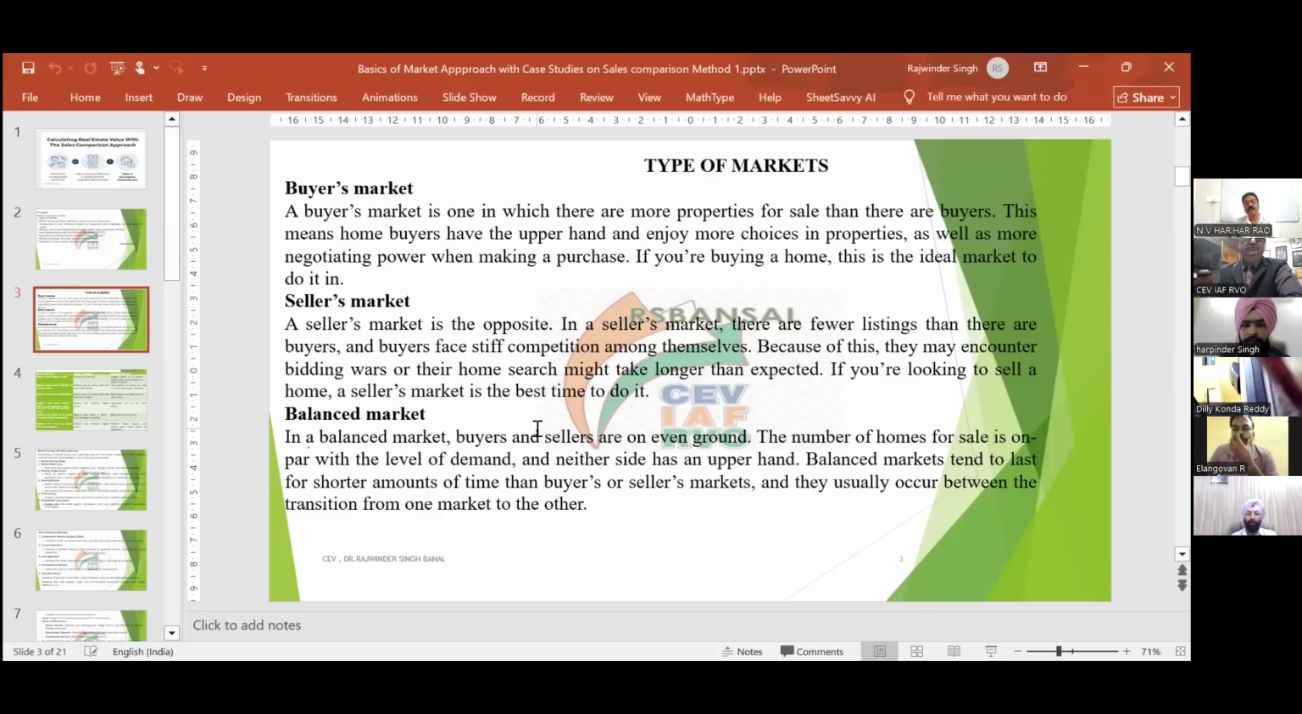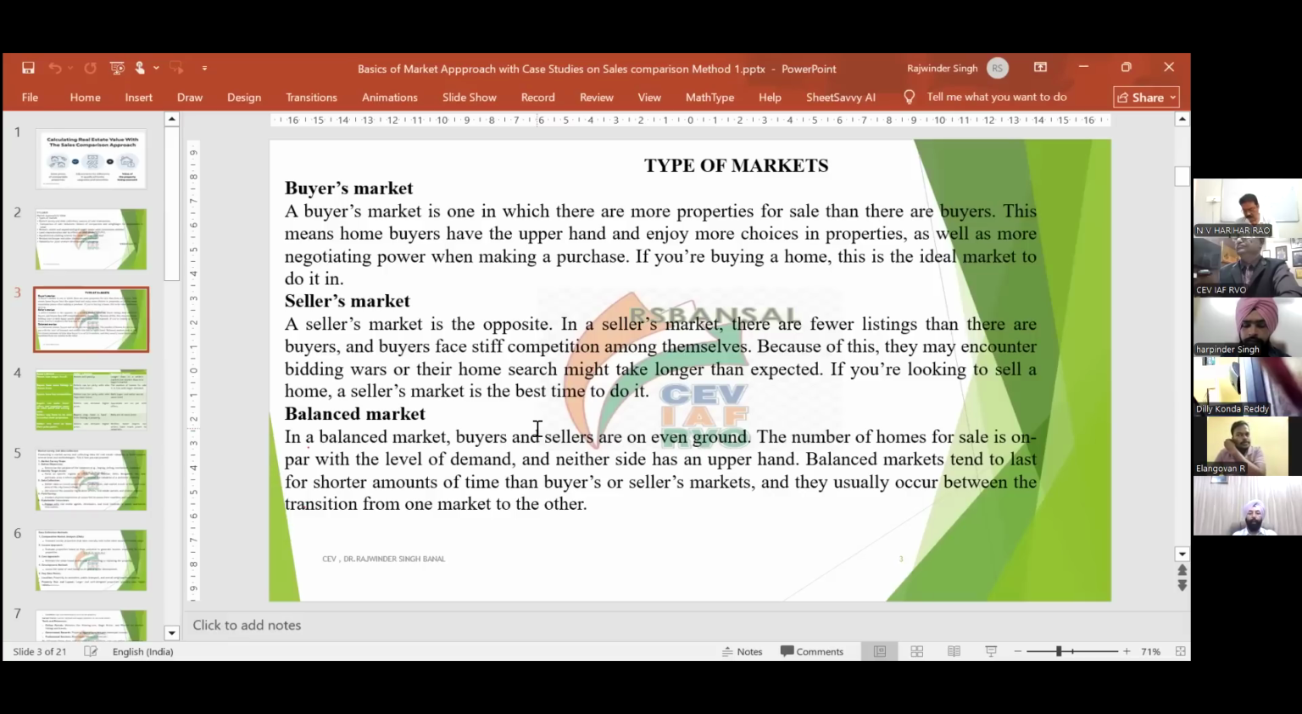And then the seller's market, it is the opposite of a buyer's market. Here, the number of buyers is more and the number of sellers is less. It means sellers have the upper hand. They can sell the property at the highest possible price. They can do more negotiations. They can choose to whom they can sell the property.